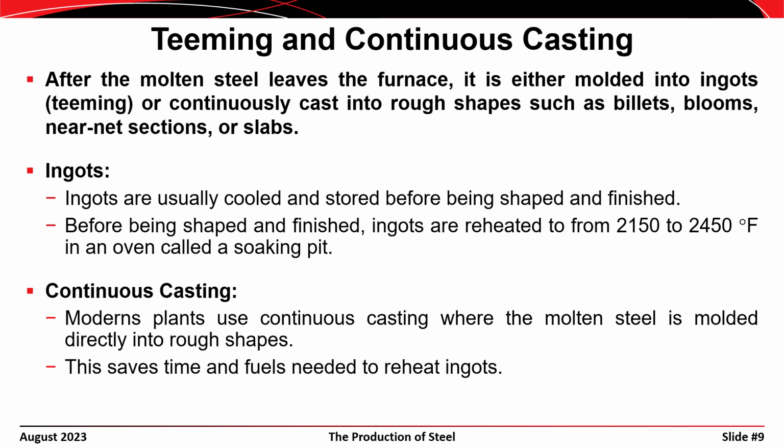So teaming ingots is probably an older process. Basically, you have these molds that are filled with the molten steel. The steel is allowed to cool and harden, and then when they want to form that steel into a rolled shape or into a plate or something like that, they have to reheat the ingots back up to a high temperature, and that reheating process takes a lot of energy, so it's not as economical as continuous casting is.